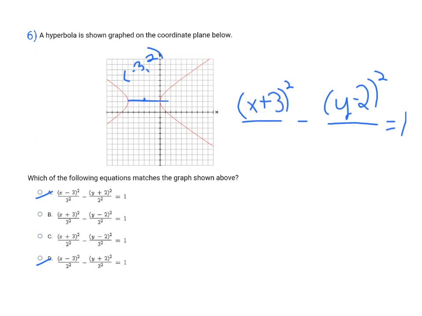And that means that that transverse axis, its length from the center to a vertex is 1, 2, 3. So that means that that 3 squared is what's going to go underneath my x term. And the one that has a 3 squared underneath the x term is b. So that makes b my final answer.